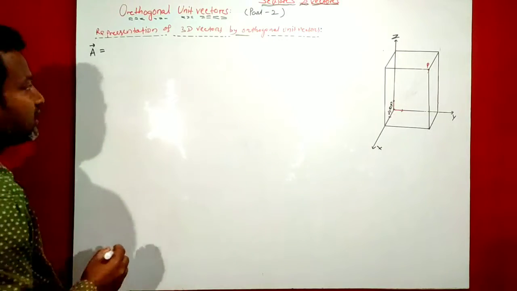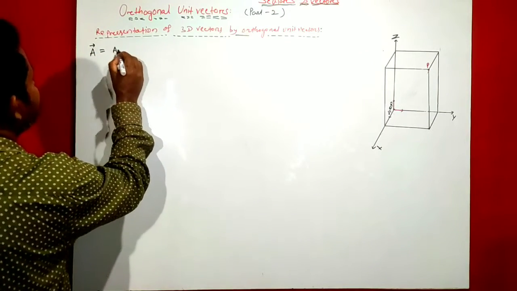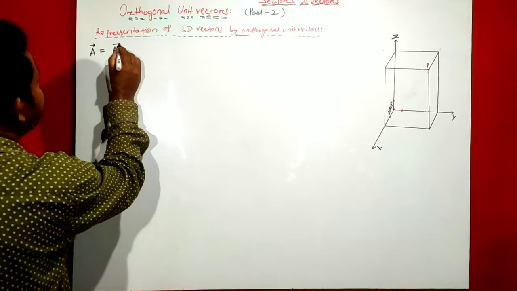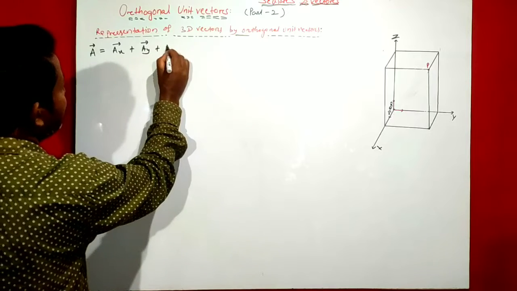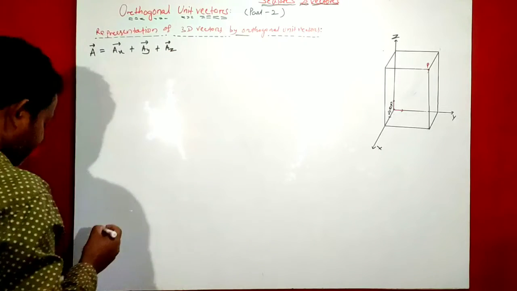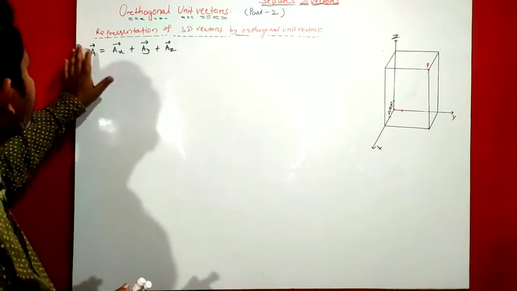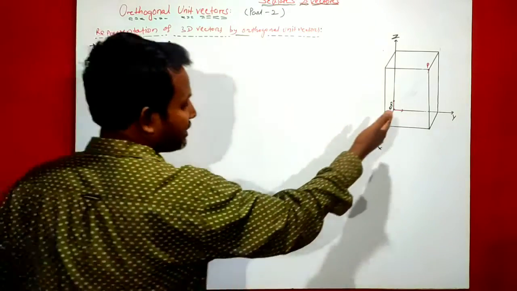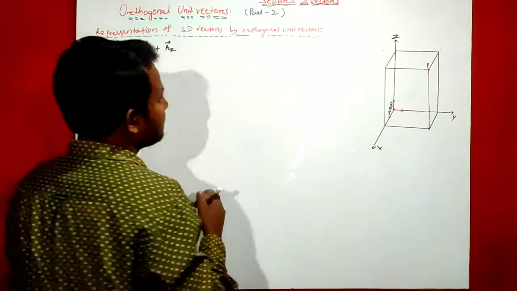Suppose a vector A is equal to ax vector plus ay vector plus az vector. Actually, the ax vector is the component of A along the x-axis. Let's see another diagram.